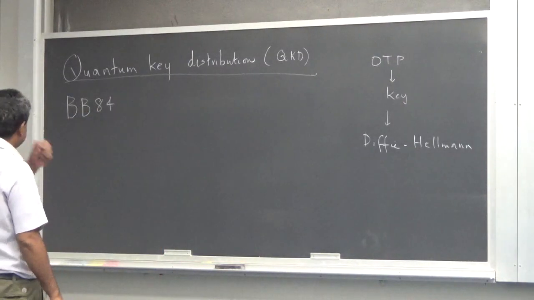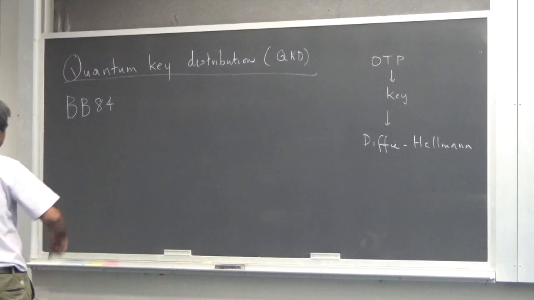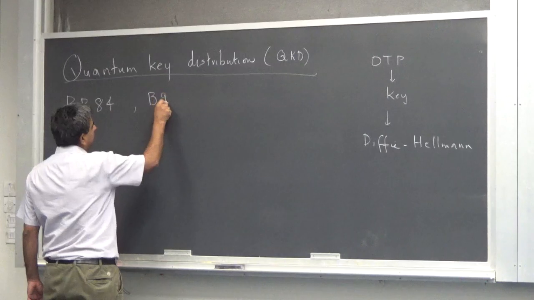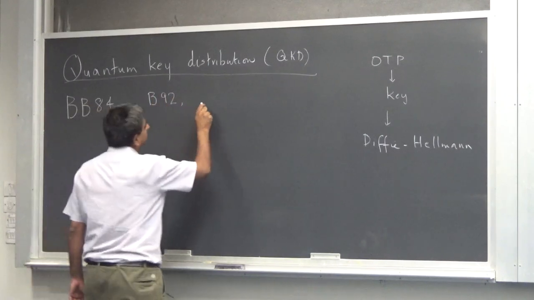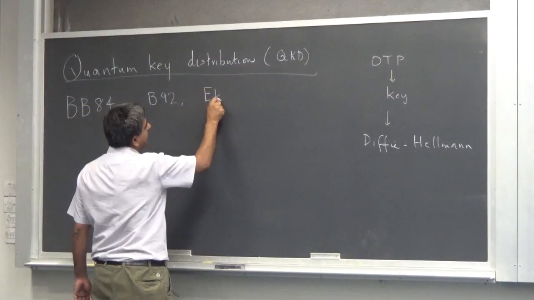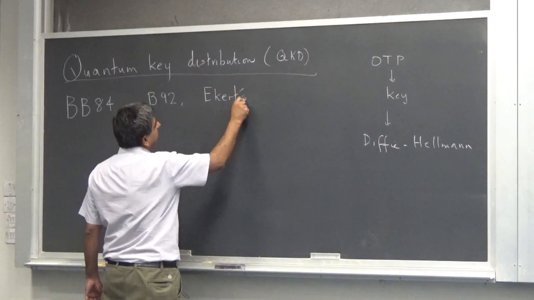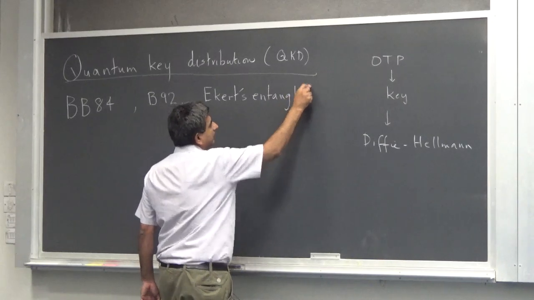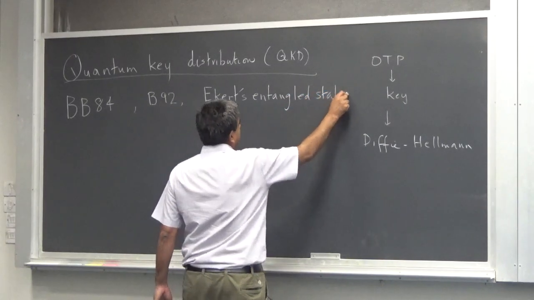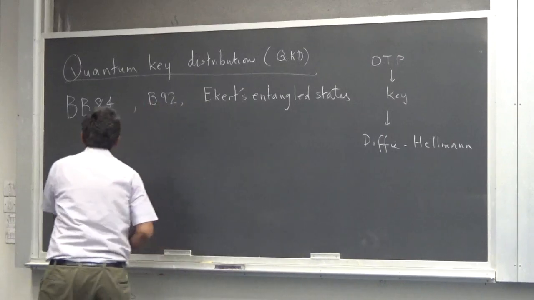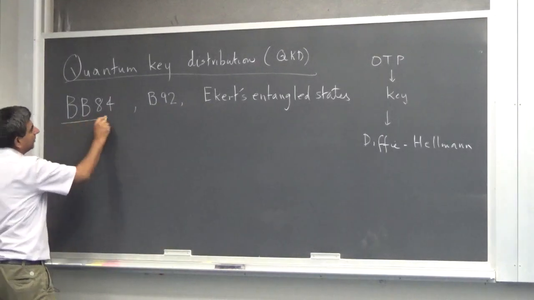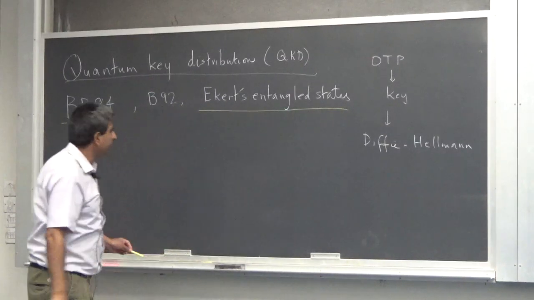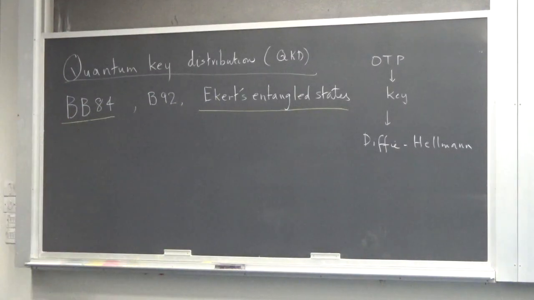Now, how does this QKD protocol work? There are other protocols as well. For example, there is B92, and there is Ekert's entangled state protocol. So today we're going to look at BB84 and Ekert's protocol, Artur Ekert's protocol. Let's start off with BB84.